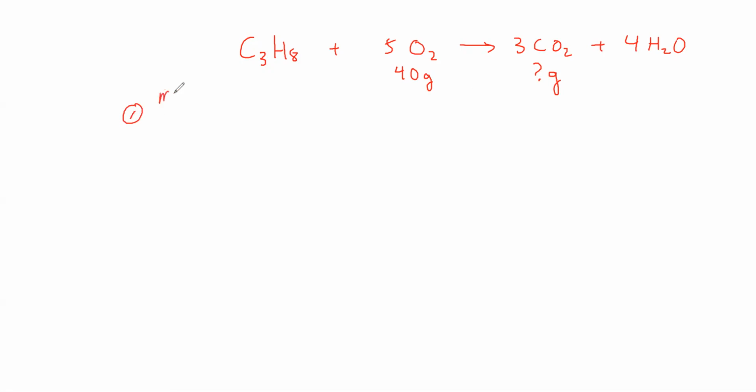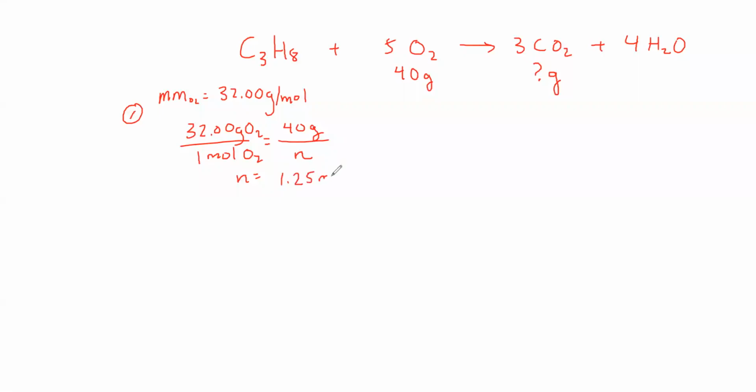First, the molar mass of oxygen is 32.00 grams per mole, because each mole of oxygen is 16. And since it's O2, it's 32. Now, we're going to set up our ratio like we did before, 32.00 grams per 1 mole. And this, of course, we're still talking about oxygen. And this is equal to the amount that's given, which is 40 grams over an N number of moles. So N is equal to, in this case, 1.25 moles of O2. That's the actual amount.